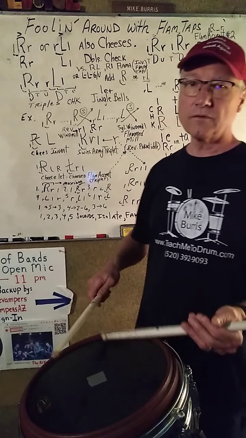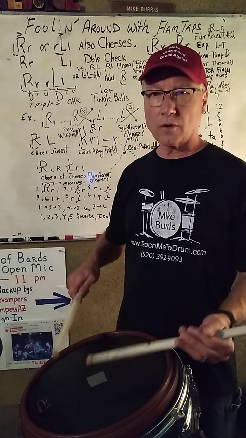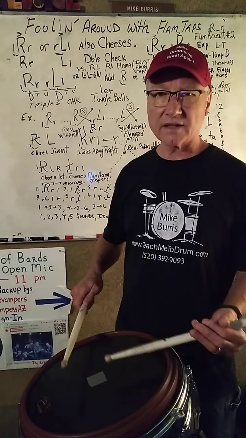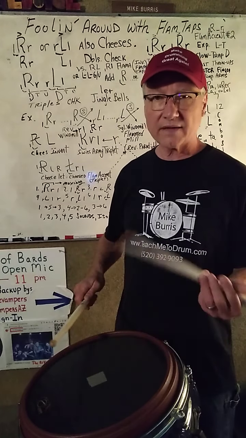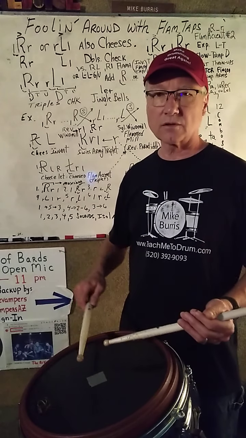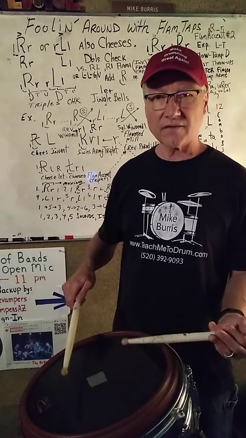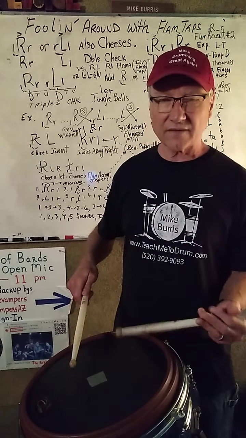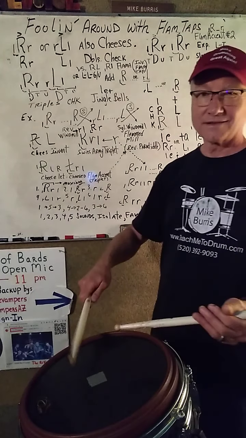So this is 2, 3, see, counting twos. 2, 4, 5. Or 2, 4, 5, 6. How about a 7-stroke roll? 2, 4, 6, 7. So I'm starting with that flam, which is really a cheese, right?